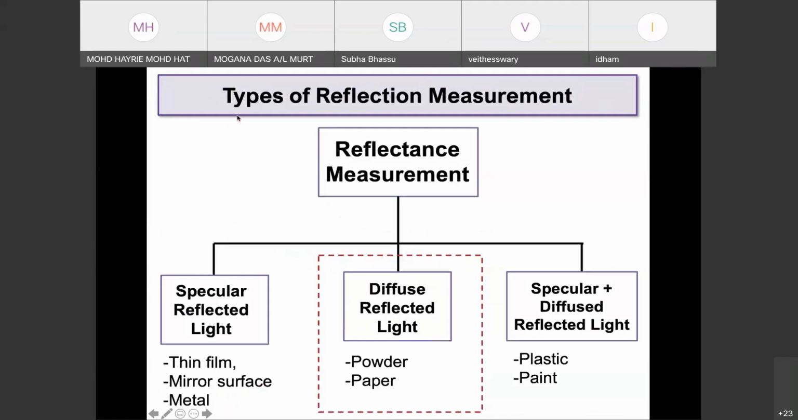Here are the types of reflection measurement. We have specular reflected light, for example, for thin film, mirror surface, and metal; diffuse reflected light for powder and paper; and specular plus diffuse reflected light for plastic and paint. I will focus on the diffuse reflected light because most of the materials we have are in powder form.